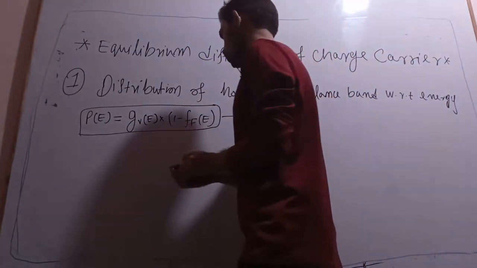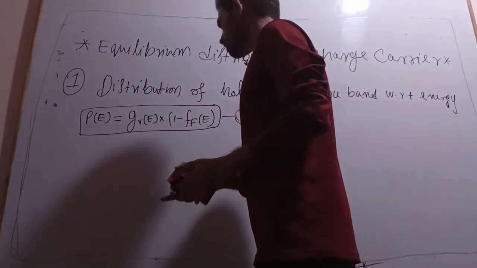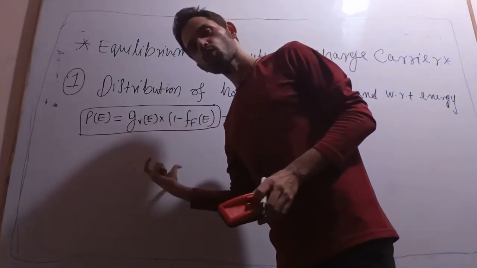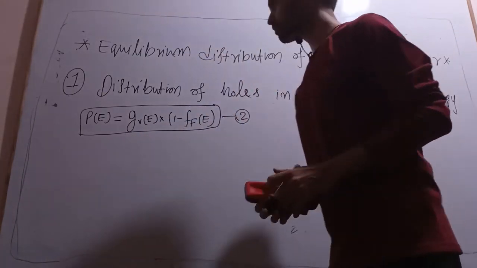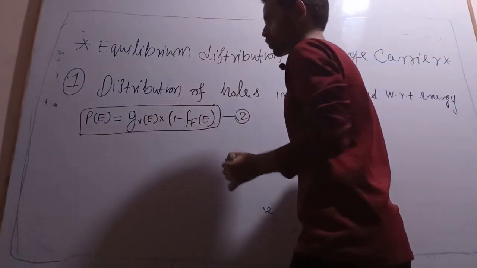And this is 1 minus F of E. What is the indication of 1 minus F of E? It indicates the probability that the given quantum state is occupied by a hole. So this is our equation number 2.